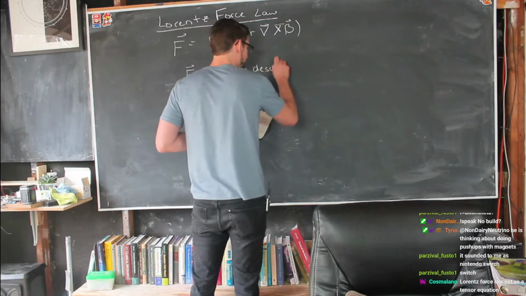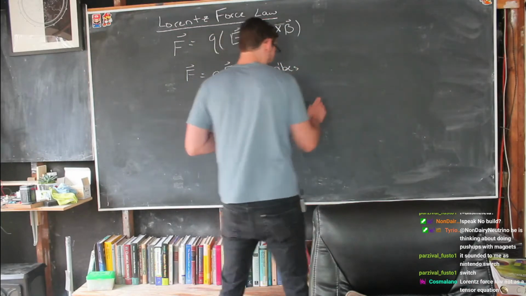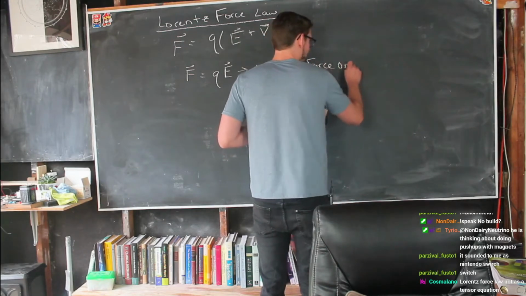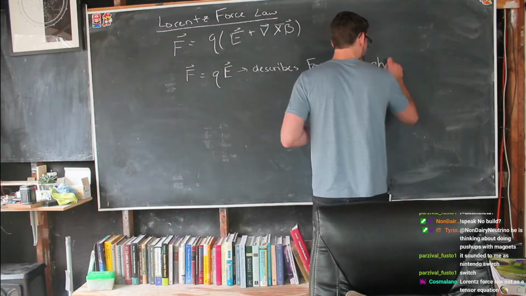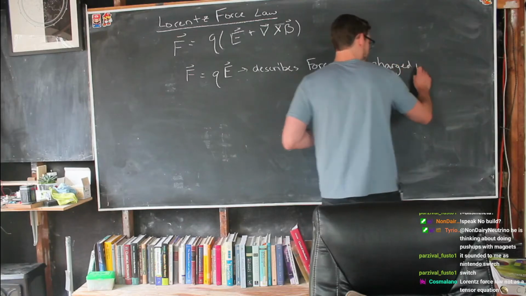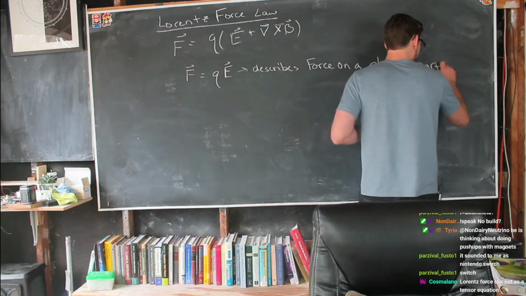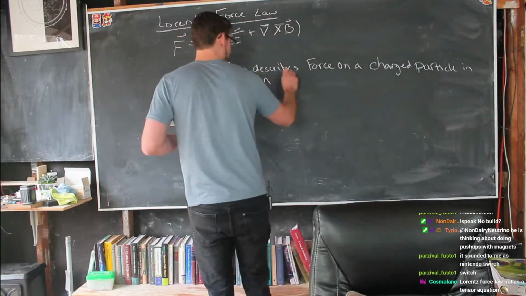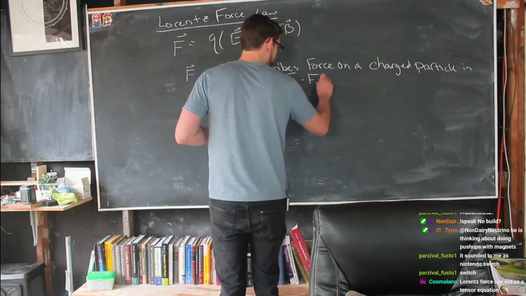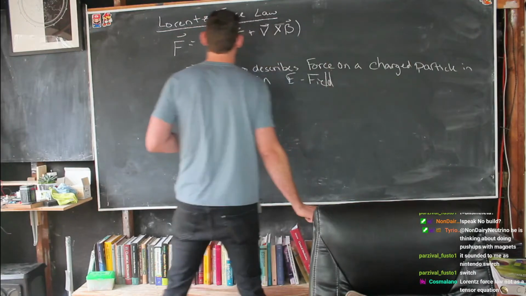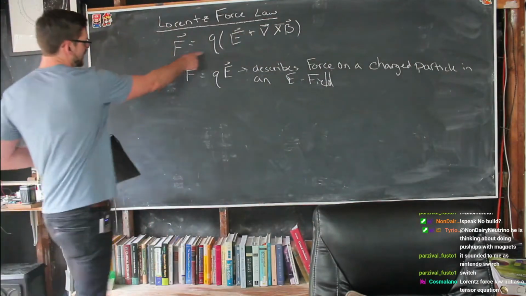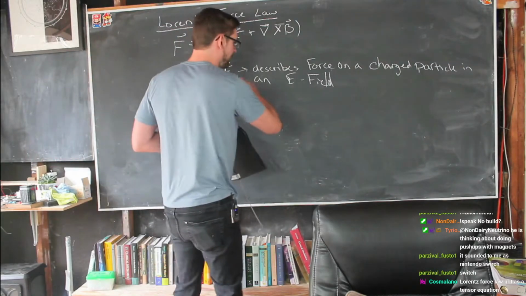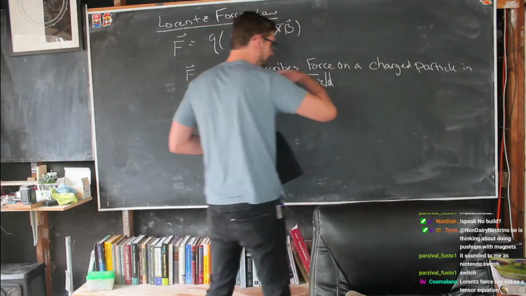describes a force on a charged particle in an E field. This is the first half of the Lorentz force law. When you just multiply q by E, F equals this. That's what we talk about when we just talk about a charge in an E field, right?